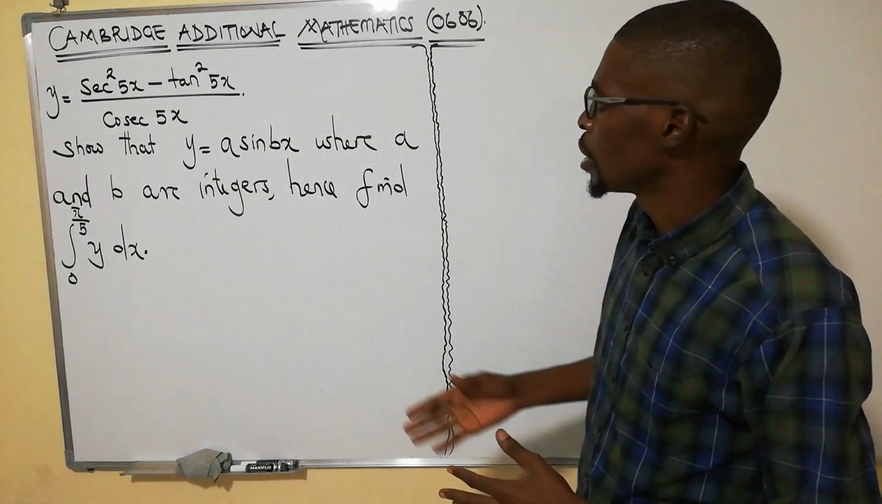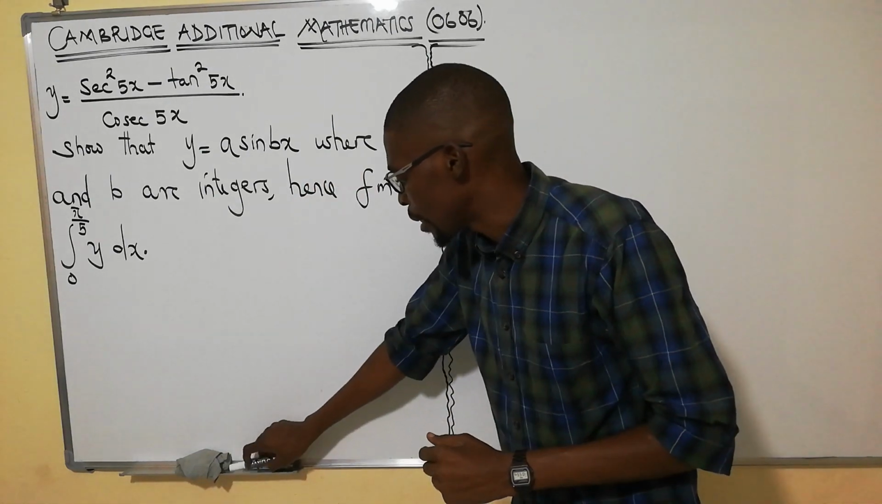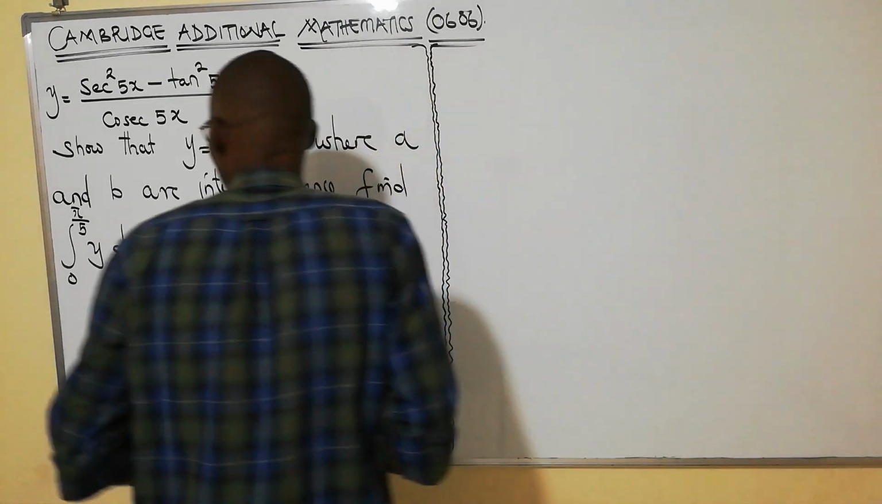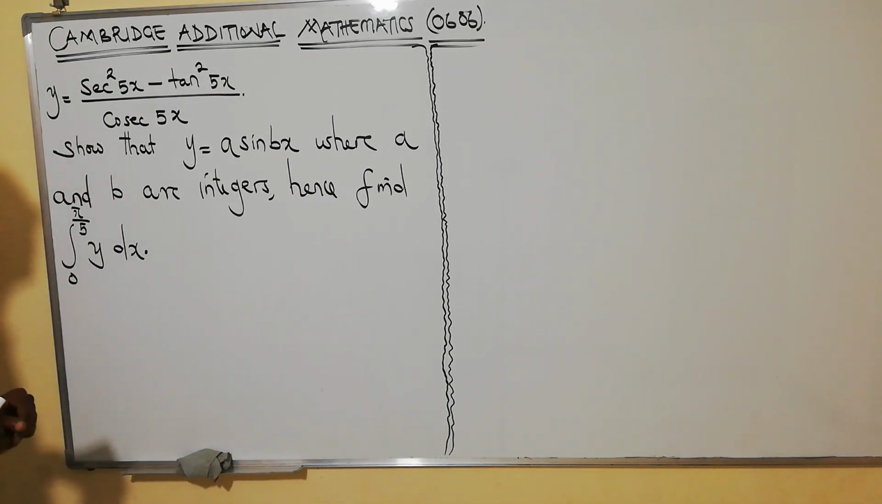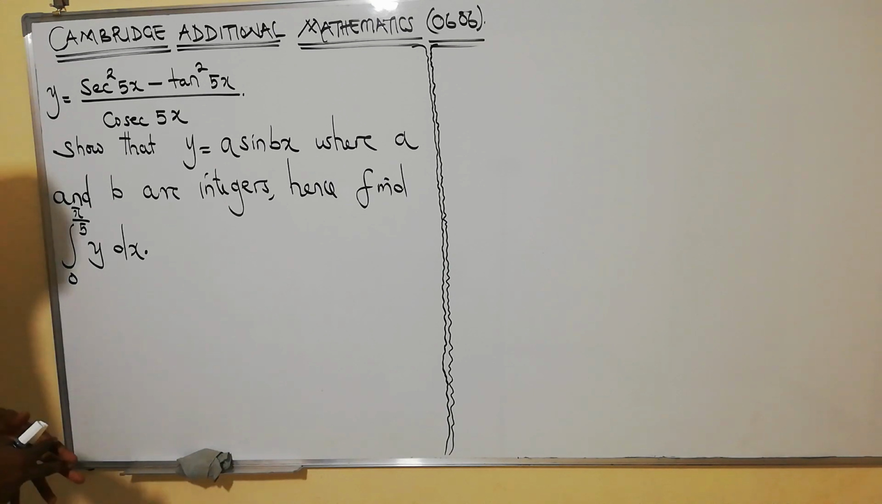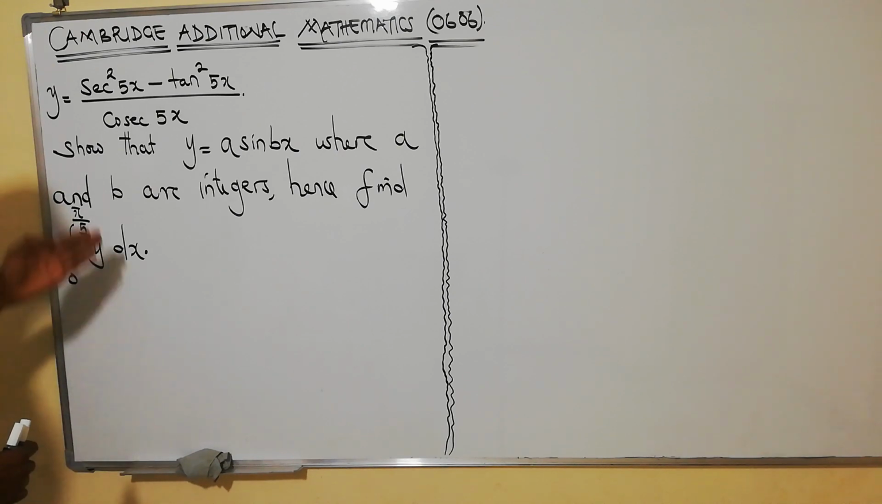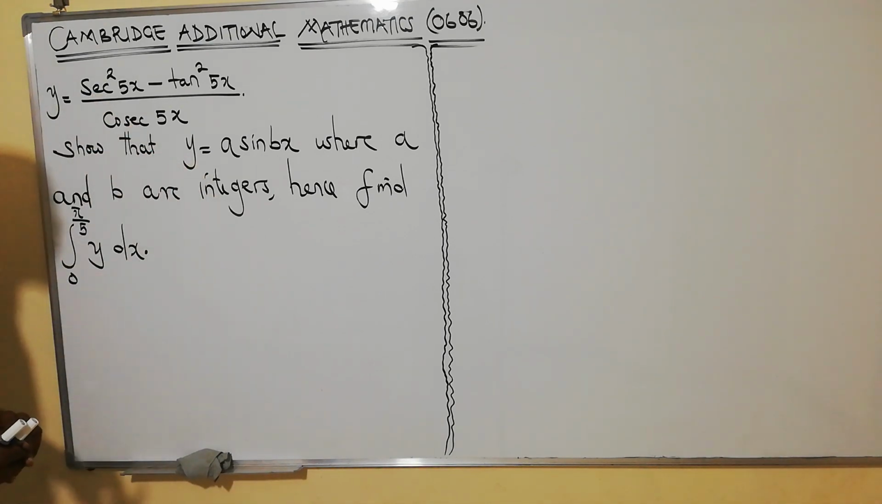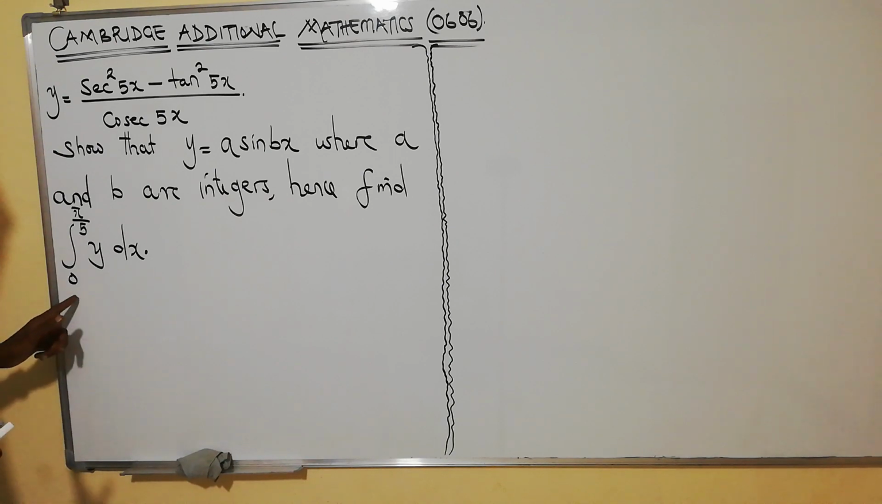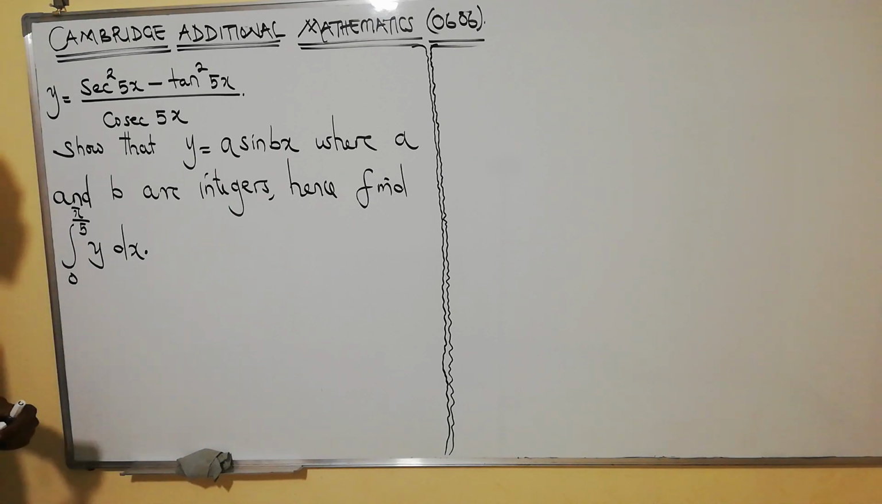In this lesson, we are going to look at Cambridge Additional Mathematics, code 0606. The question is coming from 2023, paper 2, question 4. It reads: y is equal to sec squared of 5x minus tan squared of 5x, over cosec of 5x. We are required to show that y is equal to a sine bx, where a and b are integers.